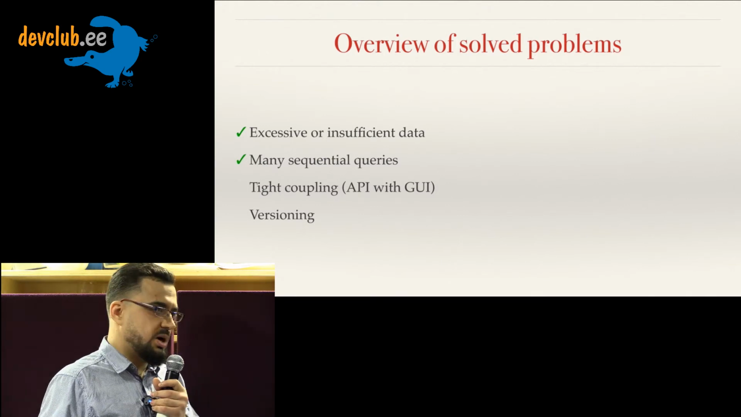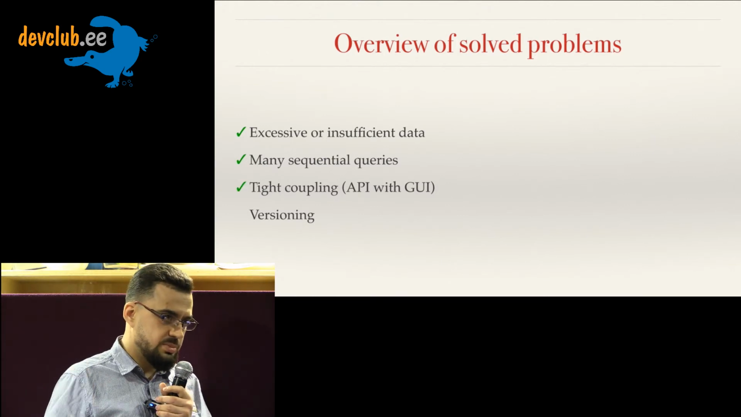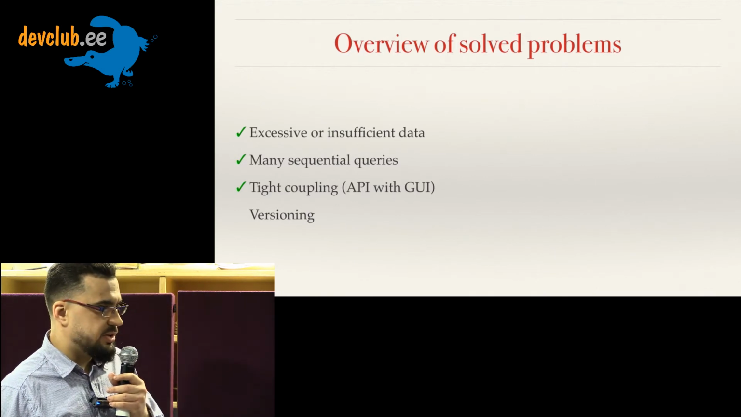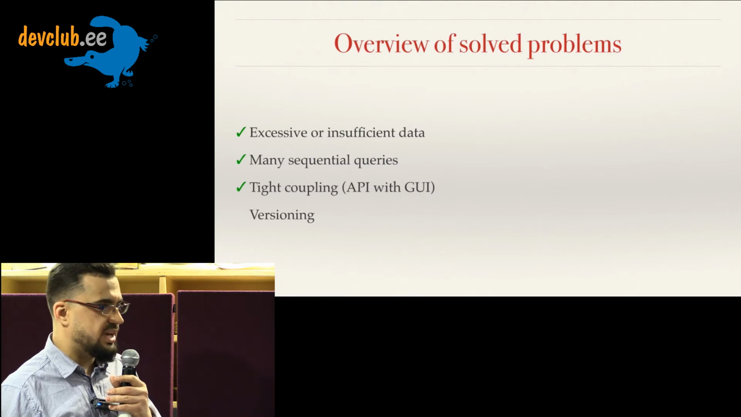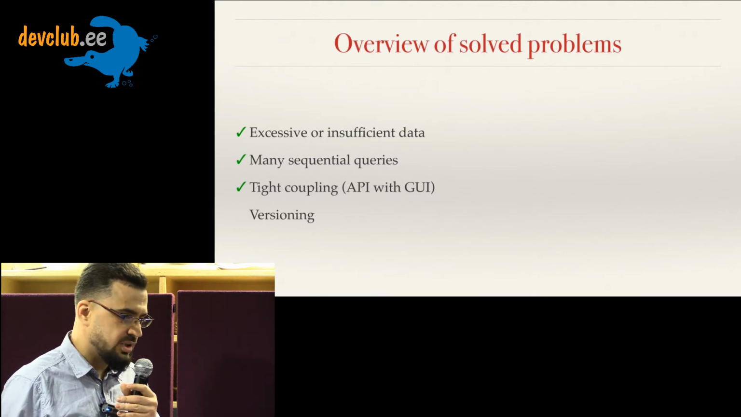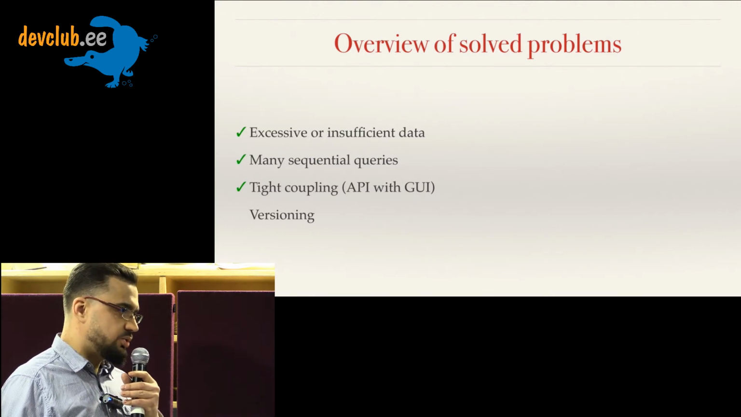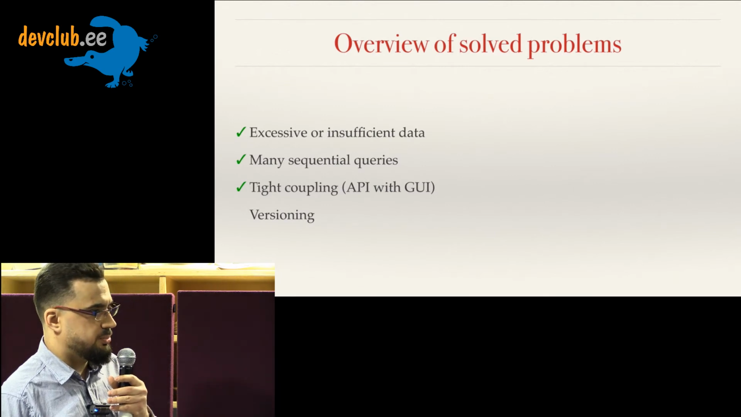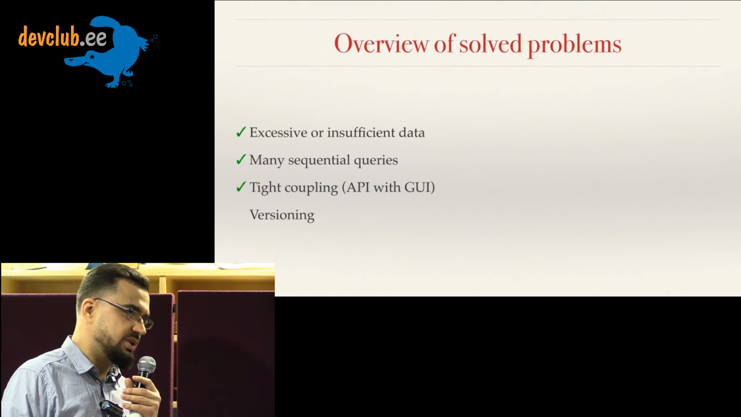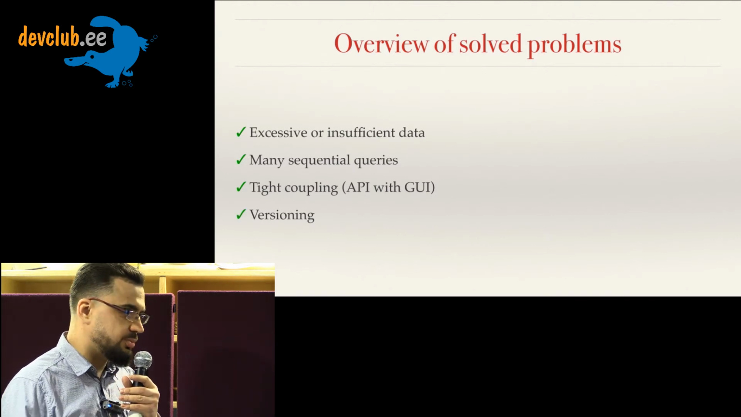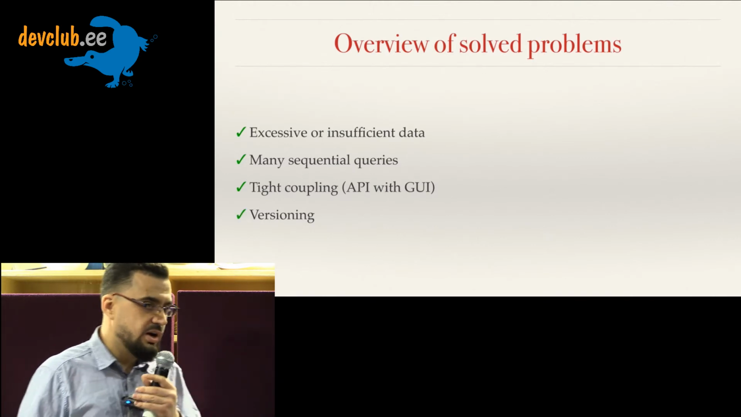Coupling backend with UI problem, check. The backend API provides the possibility for the application to load any data that is needed, and there is no need to make special endpoints or special queries for an exact screen. And versioning problem, also check.